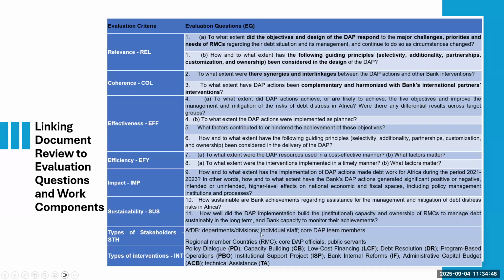If it is an individual staff member of the bank, you will code it. If it is a core DAP team member, you code it. And when it is a regional member country, if it is a core DAP official, you will have the code. The code is in the annex to the code book that Richard presented. If it is any other public servant. But in the code book that Richard shared, we need to add civil society organization activists, or private sector or enterprises.